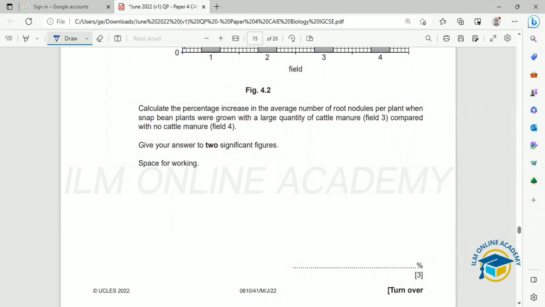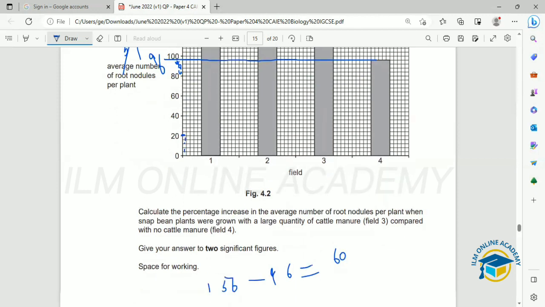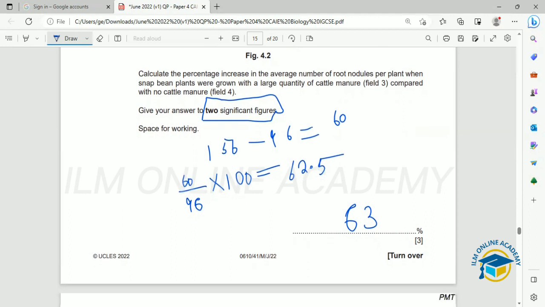Okay, so first we need to find the percentage increase. The first thing is that we need to find the difference. The difference is 156 minus 96, and it will give you 60. After finding this difference, we are going to divide it by the one in which no cattle manure was added. So it would be 96, which is our original value, and multiply by 100. So 60 divided by 96 times 100 will actually give you 62.5. But there is an important thing: you have to give your answer to two significant figures. So it will be approximately 63%. And if you don't write it to two significant figures, your marks would be deducted.